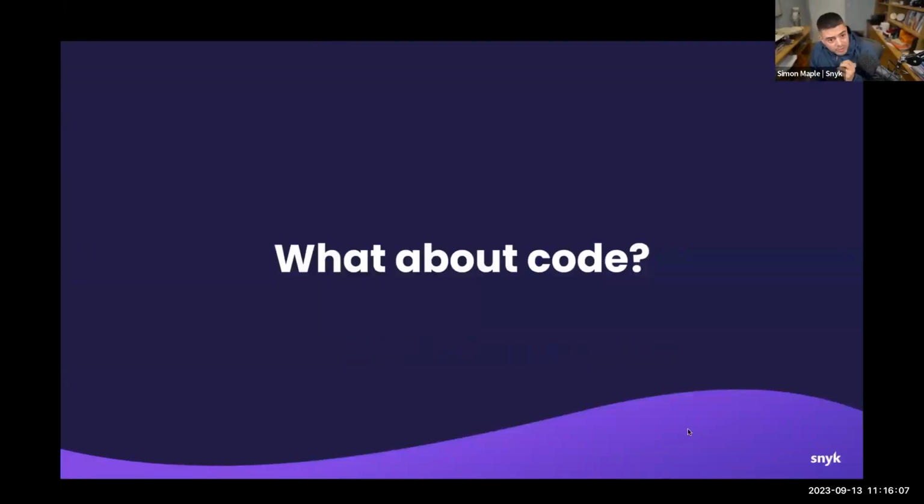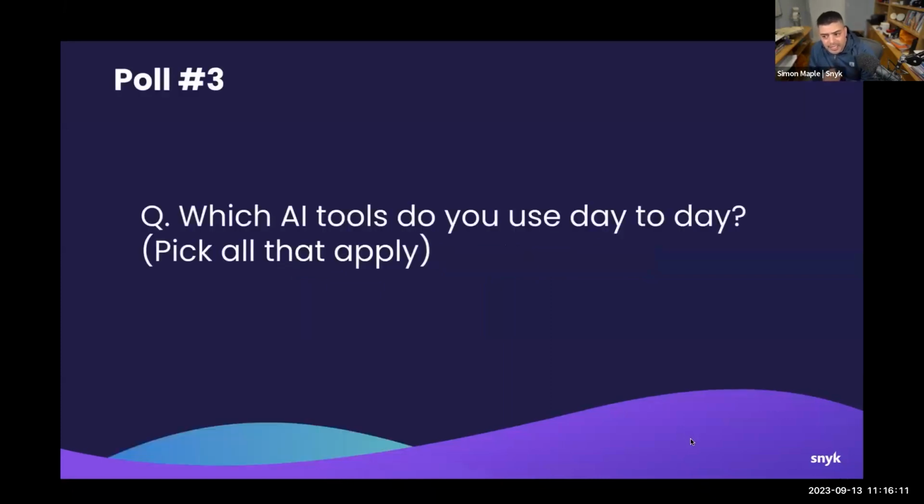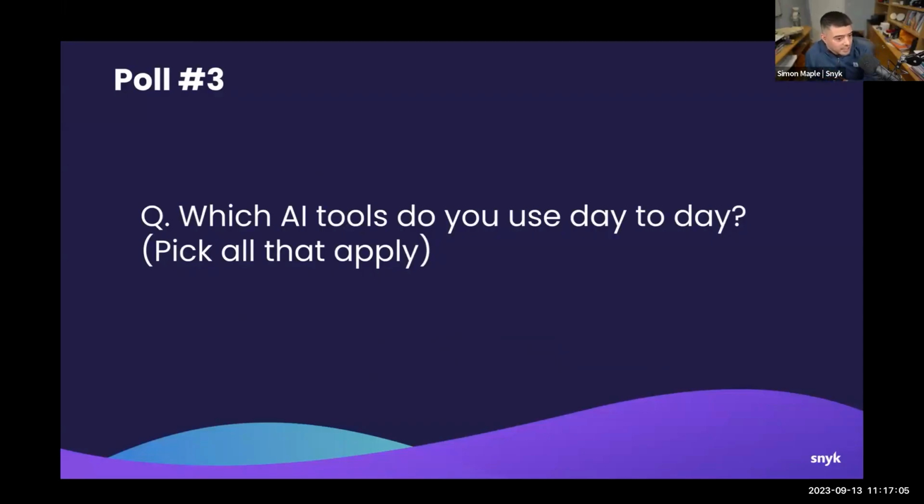So what about code? We've talked about math, we've talked about legal docs and things like that. What about code? Let's talk about what people are using today in their day-to-day processes. So I'm going to launch a third poll here. What AI tools are you using day to day? And feel free to add in the chat here if there's something which isn't here today. Overwhelmingly ChatGPT. Interestingly, people are using ChatGPT and something else by the look of it, mostly Copilot. And it sounds like Bard as well in the chat, which is very interesting.